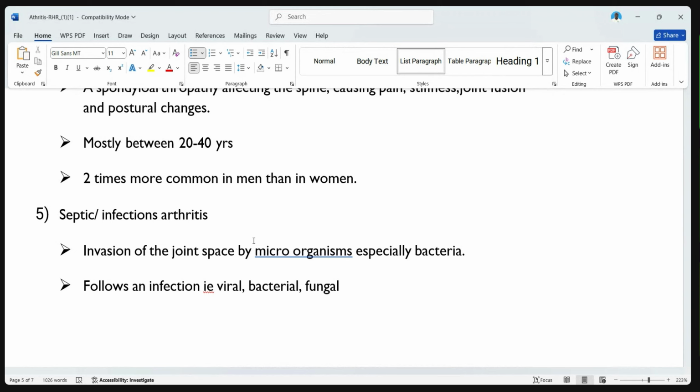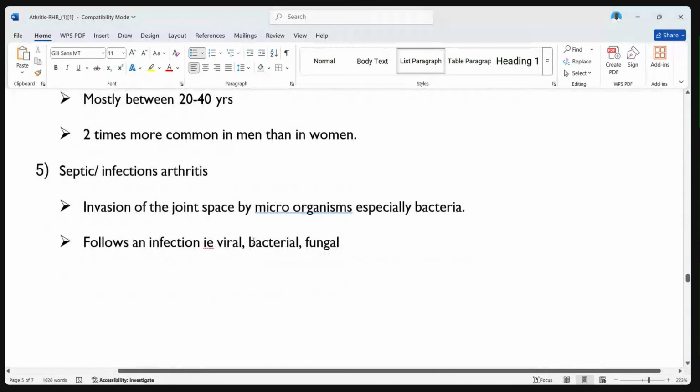It will bring about inflammation because generally infections, by the way, bring about inflammation. And so this may bring about inflammation. And once inflammation is there, you expect pain. And this is what brings about septic arthritis.